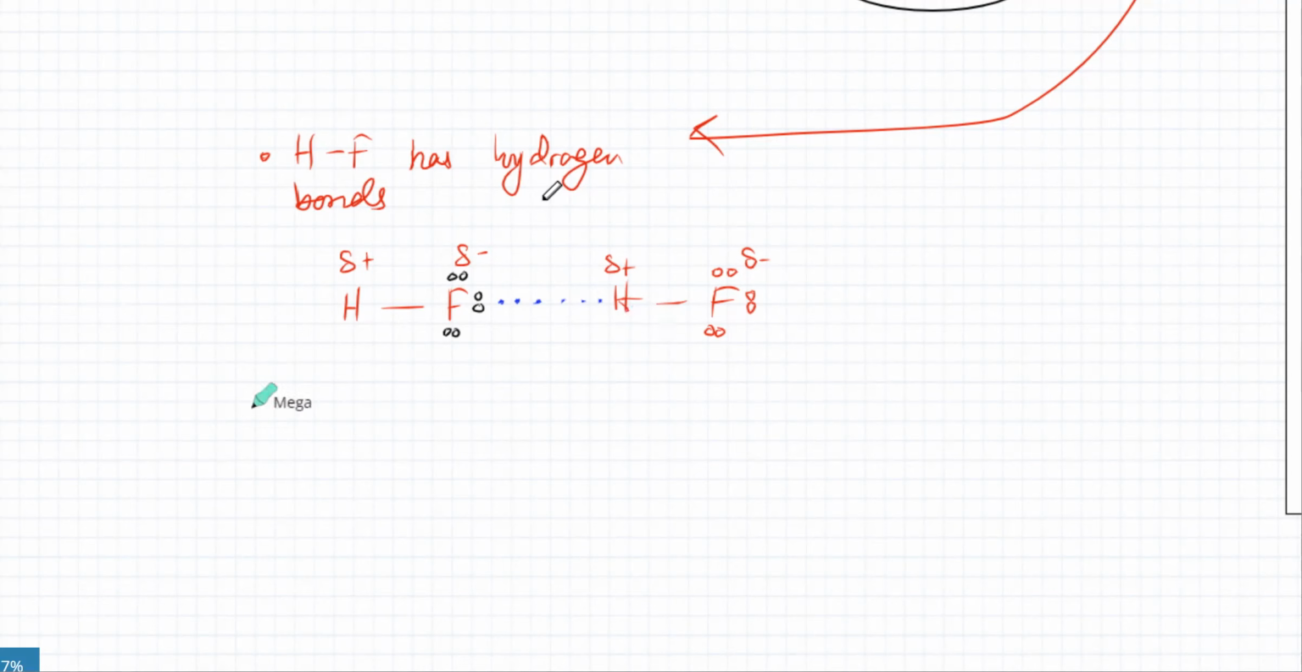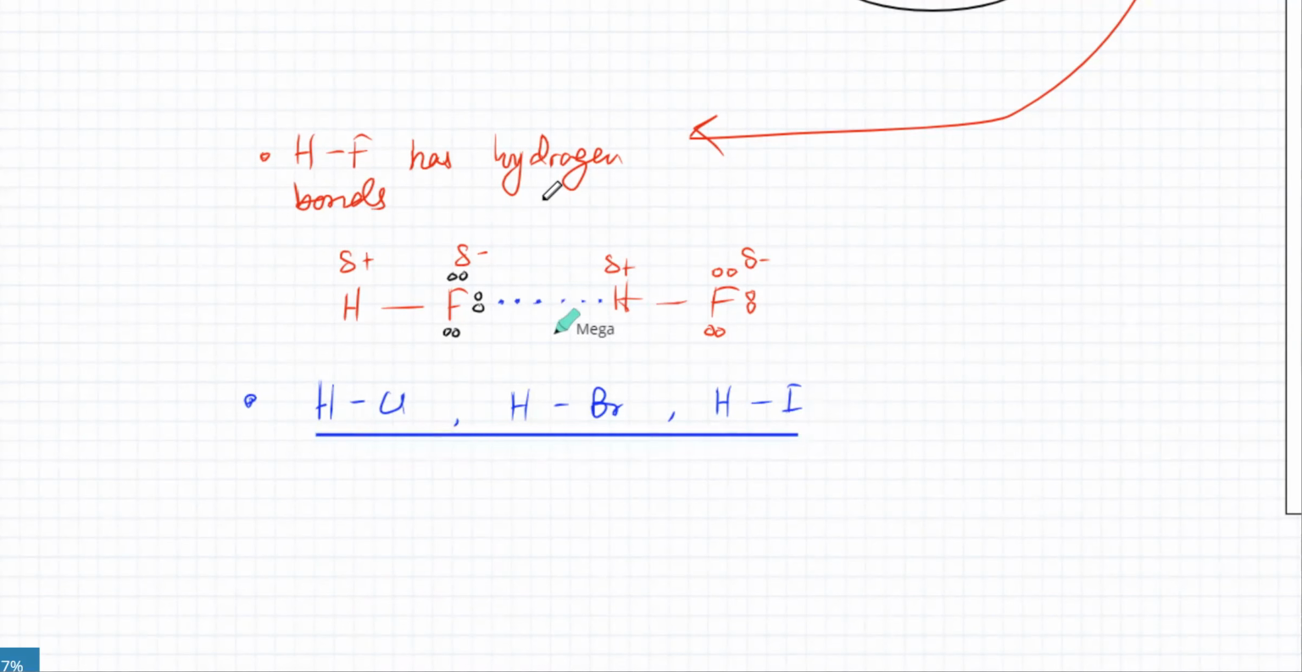So what about the boiling points of HCl, HBr, and HI? Considerably lesser. First thing, there is no hydrogen bonding between these molecules. Can anyone tell me which one has the strongest permanent dipole between the three? Like, which one is the most electronegative? Chlorine. Okay, chlorine is very electronegative. So HCl has got strong dipoles.